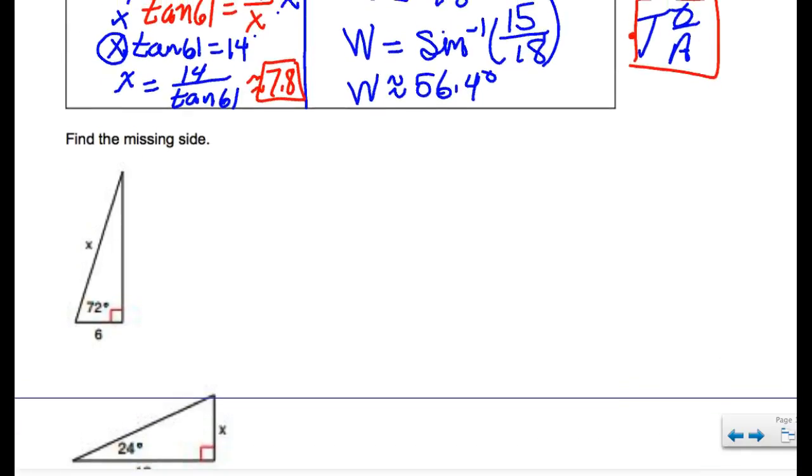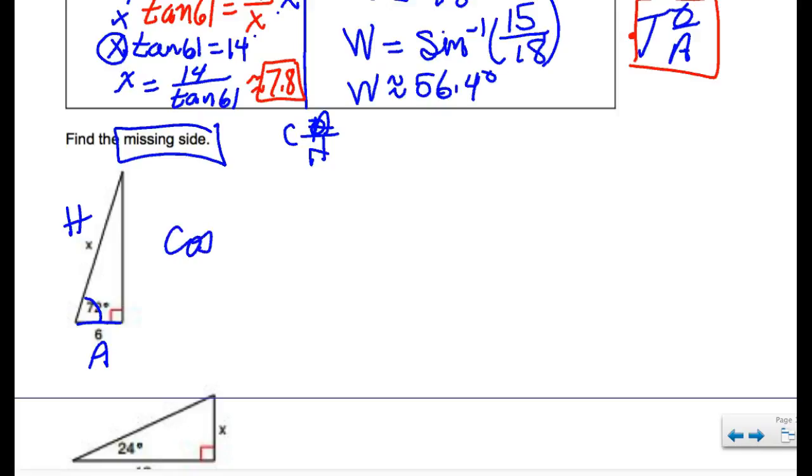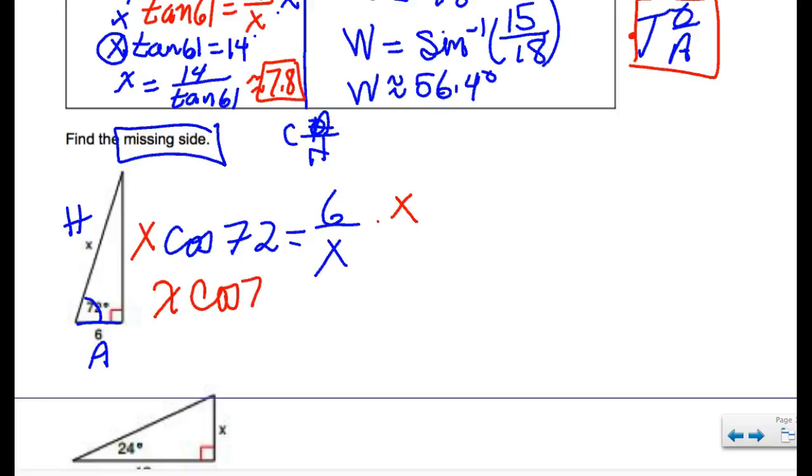All right, let's go practice. Here we go. Find the missing angle or the missing side. This one's a missing side. I classify. Here's my 72 degree angle. The side I am given is adjacent. The one I want to find is the hypotenuse. This is a cosine problem. So the cosine of my angle is equal to the adjacent side over the hypotenuse. I multiply both sides by the denominator of the fraction, and I get x cosine 72 is equal to 6.